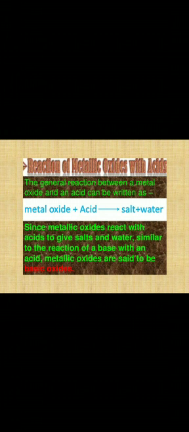The next reaction is the reaction of metallic oxides with acids. The general reaction between a metallic oxide and an acid can be written as metal oxide plus acid gives salt plus water. Since metallic oxides react with acids to give salts and water, similar to the reaction of a base with an acid, metallic oxides are said to be basic oxides.